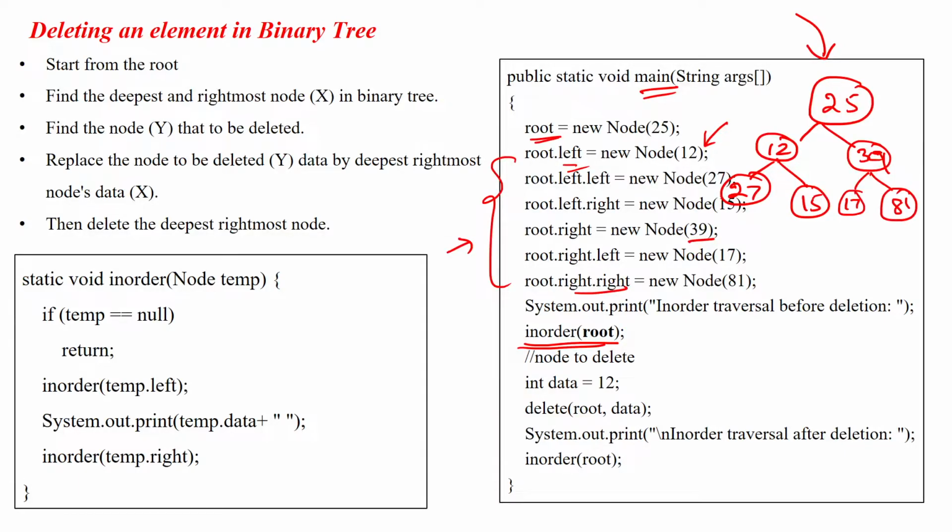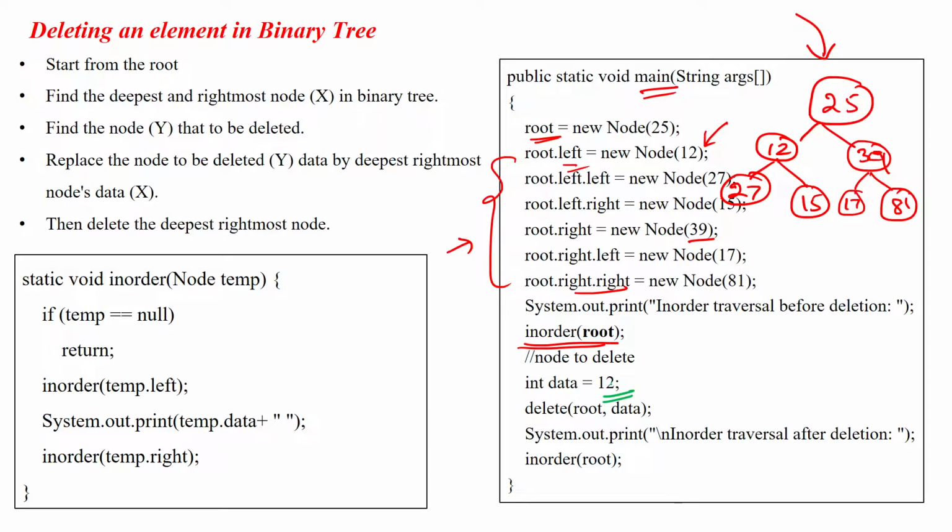Hi, welcome to node deletion from the binary tree part 2. Here the tree is constructed by using different number of nodes. After construction, I want to delete the value 12.